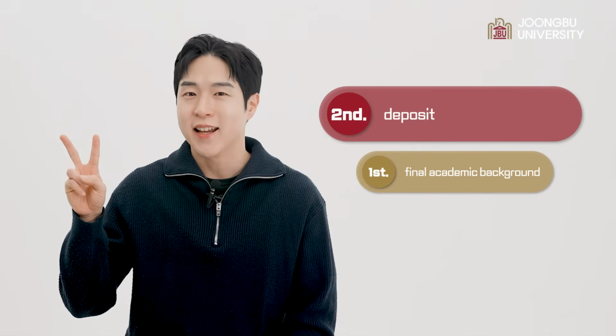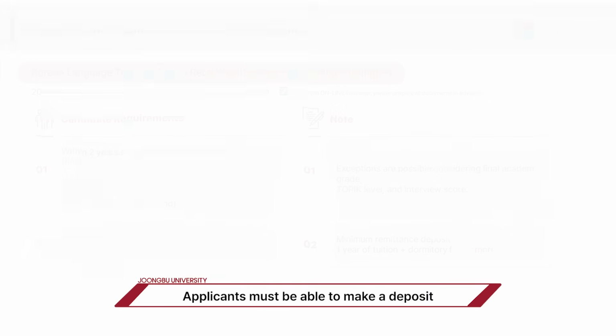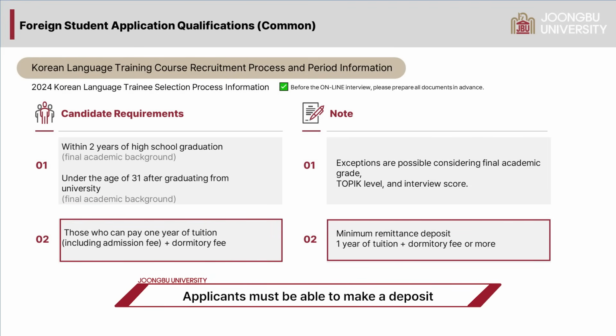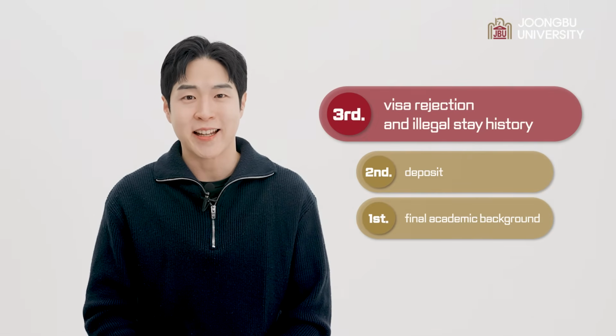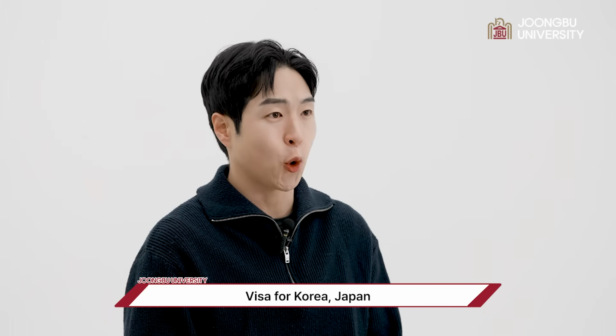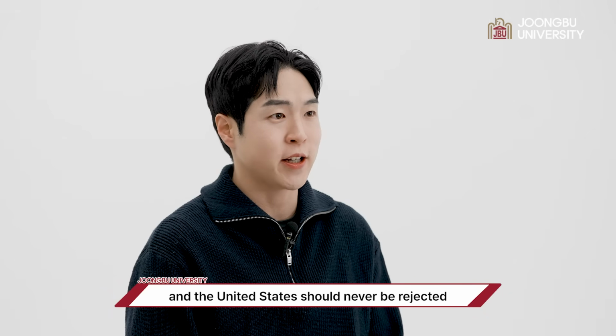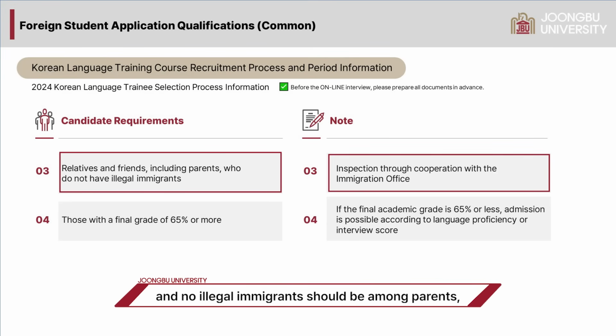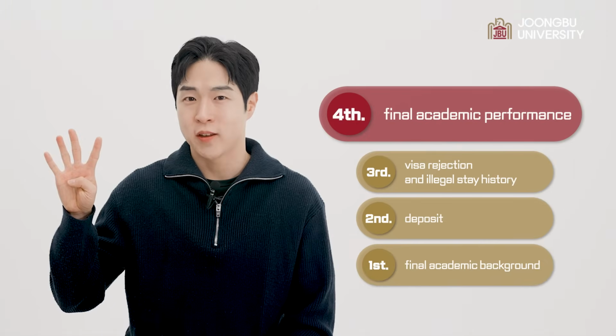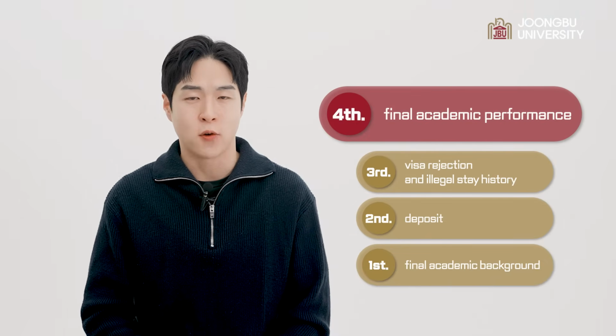The second is the deposit. Applicants must be able to make a deposit for 1 year of tuition and dormitory fees. 1 year of tuition and dormitory fees are 6 million won. The third is visa rejection and illegal stay history. Visa for Korea, Japan, and the United States should never be rejected, and no illegal immigrants should be among parents, relatives, or friends.